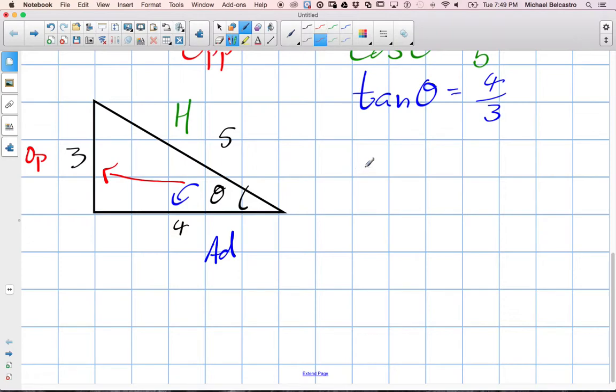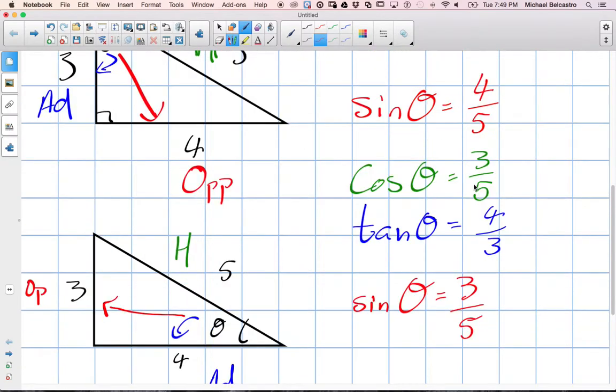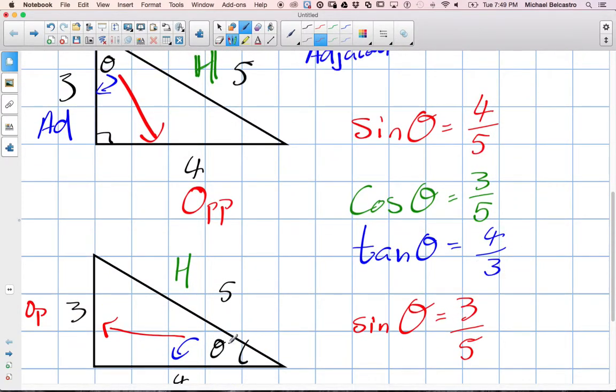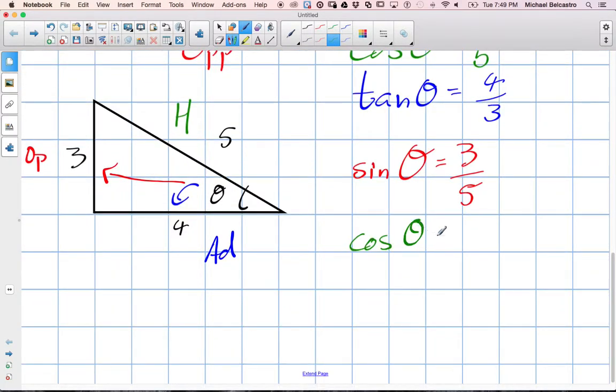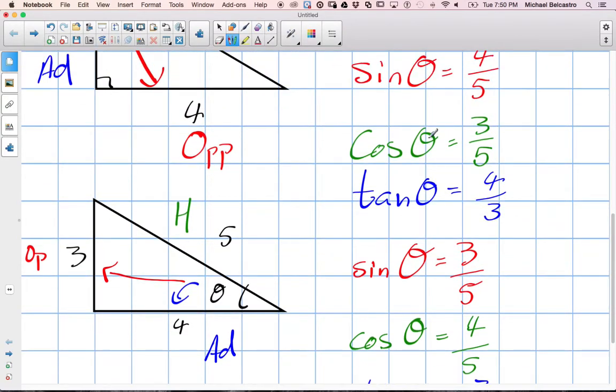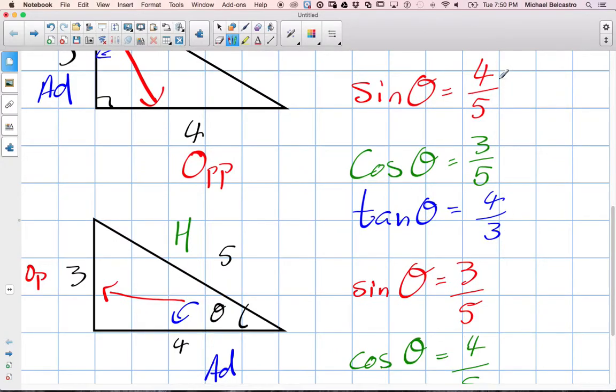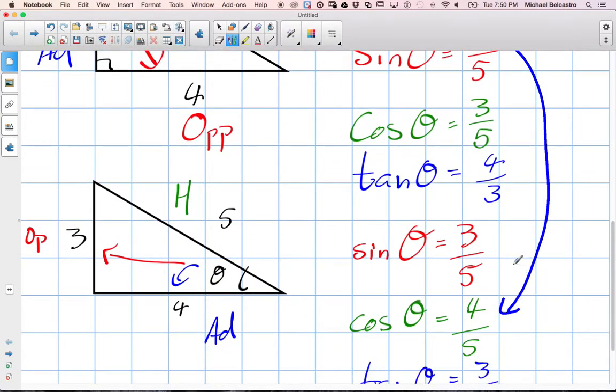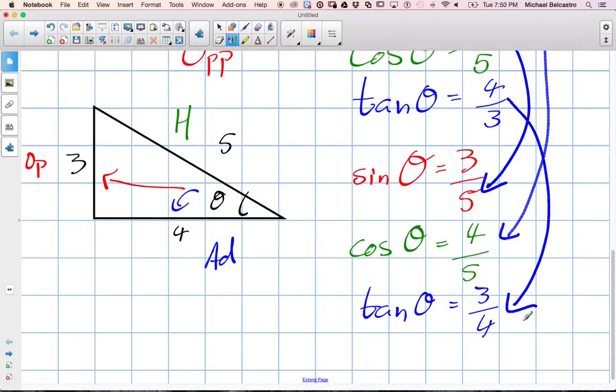So now, if we set things up, sine theta is 3 over 5. We're still in the same triangle, but the ratio has changed depending on which angle we're referring to. Cos theta is 4 over 5, and tan theta is now 3 over 4. If we look at our previous ratios, you'll notice that sine became the new cos because we switched angles. Cos became the new sine, and tan was just the inverse.